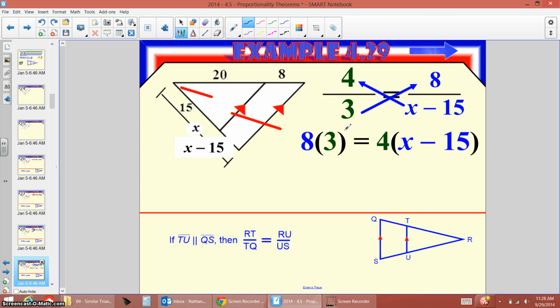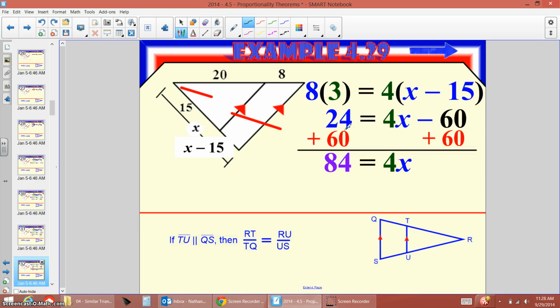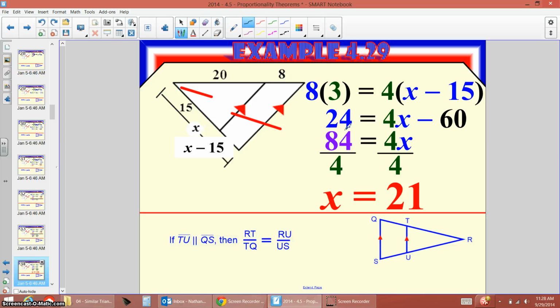Now I can cross multiply, and then I can divide by 4 to both sides, or distribute, however you want to do it. I would have divided by 4 first, but that's just me. Either way, you add 60, you divide by 4, and you end up with X equals 21. So calculate the value of the variable. We're done. If it had said give the side length, then we would have had to plug it back in and solve. But since it just asked for the value of X, we're done.